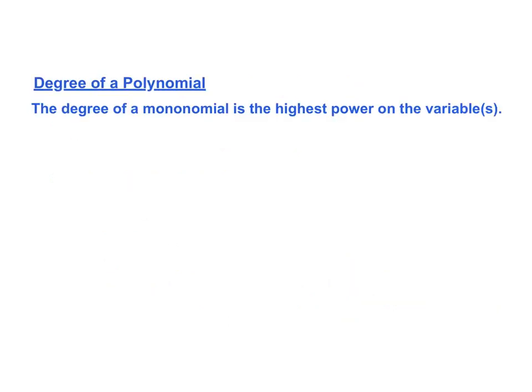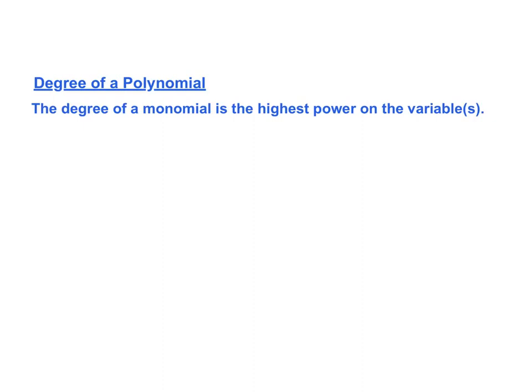Next part of the lesson is what's called the degree of a polynomial. Ooh, there is a typo. Let's fix it. Degree of a monomial. There, that's better. It's probably going to be wrong on the next slide too. Degree of a monomial is the highest power on the variable.